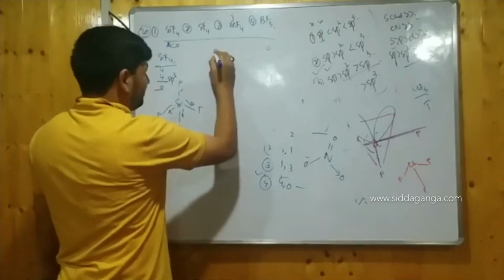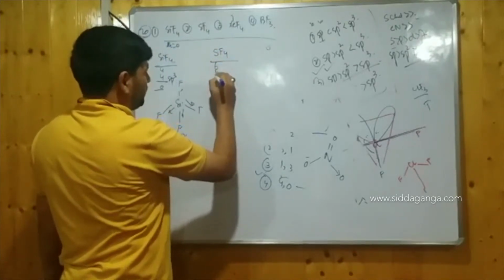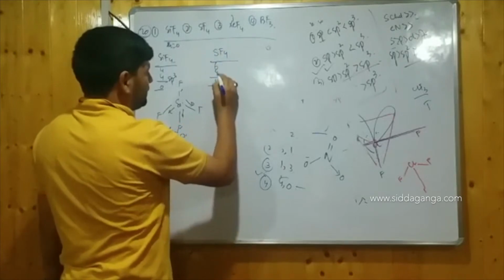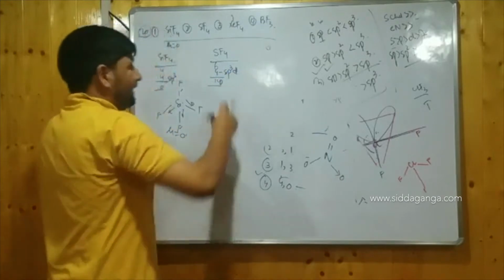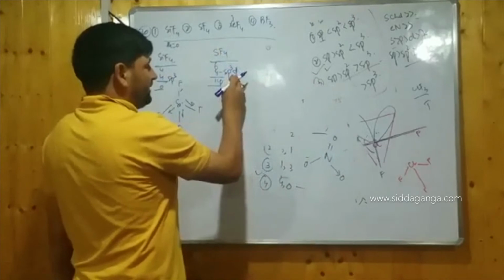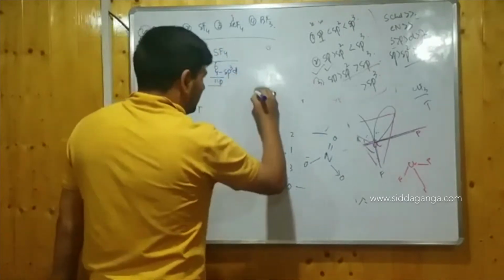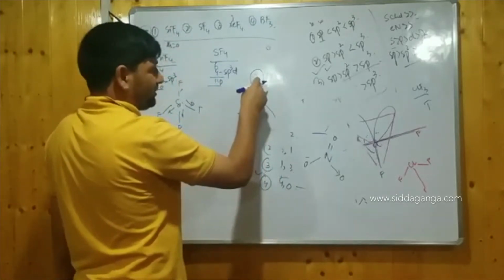SF4: sulfur, fluorine. Sulfur valence electrons 6, bonds made 4, remaining electrons 1 lone pair. So the total hybridization will be sp3d. Clear or not? When you look at the SF4 molecule, we have already learned it. sp3d with 1 lone pair. So this is 1 lone pair. This is fluorine. This is fluorine. Because we have to place the lone pair in the plane. Correct or not? I have given that.